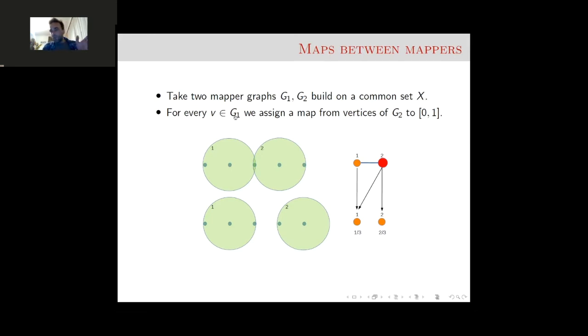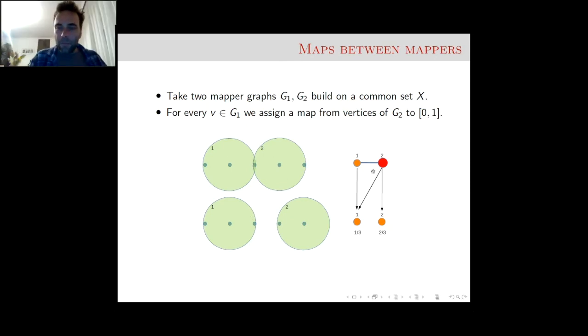And for every vertex of G1, and then we'll do symmetrically for every vertex of G2, we assign a map from vertices of G2 to [0, 1] in the following way. So let me take a vertex 2. It contains this vertex, that vertex. It covers this point and that point. Where are those points in the second graph? Well, those two are here, and this guy is over here. So I have a map which says 2/3 of the mass of the vertex 2 is in that vertex, 1/3 of the mass is in the other vertex.